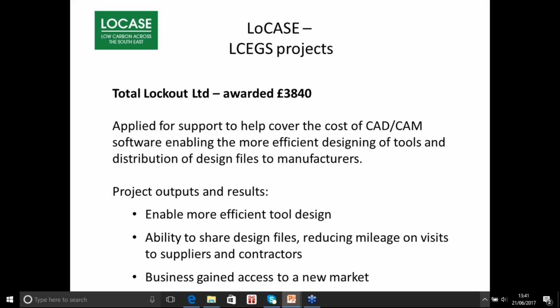Total Lockout were awarded £3,800. What they did was install a CAD/CAM system, which enabled them to be more efficient in their design of tools.